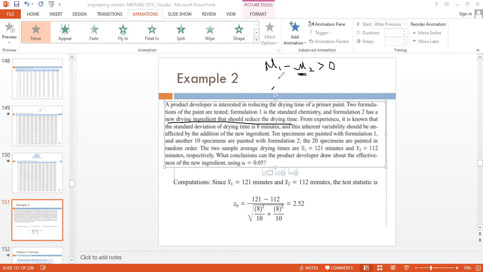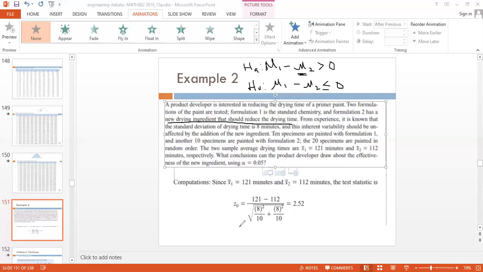And then the contrary statement will be that mu1 minus mu2 is less than or equal to 0. And of course, we know that this will be the null hypothesis because it has the equal to, and then this should be our alternate hypothesis, HA, because it is directional. Okay, good. Then the next step is to state your alpha level.